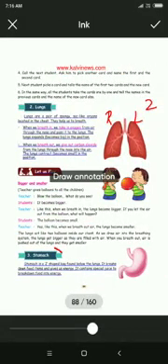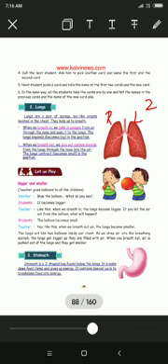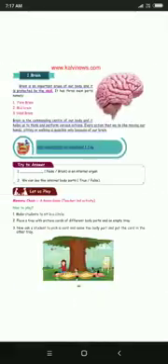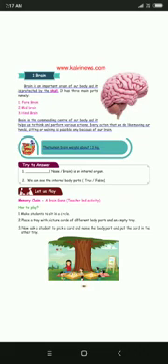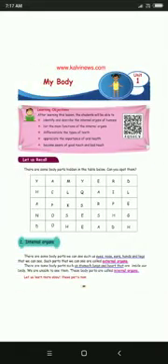Questions: What is the shape of the stomach? What is the function of lungs? How many lungs do we have? Which gas do we breathe in? Which gas do we breathe out? What is the weight of the brain? Name some internal organs. Name some external organs. Name some parts of the body.